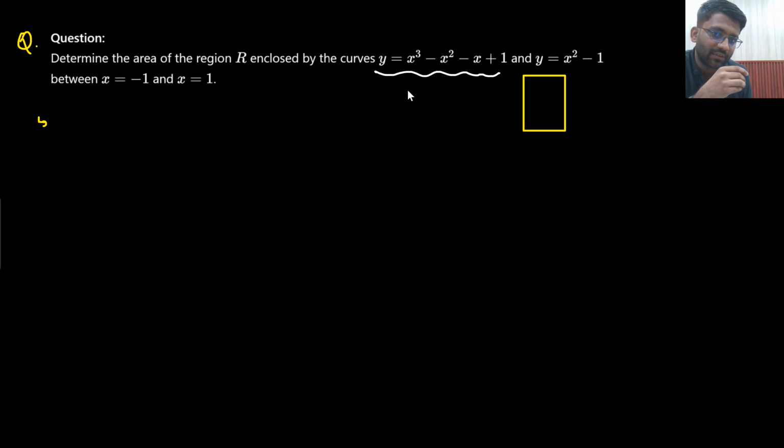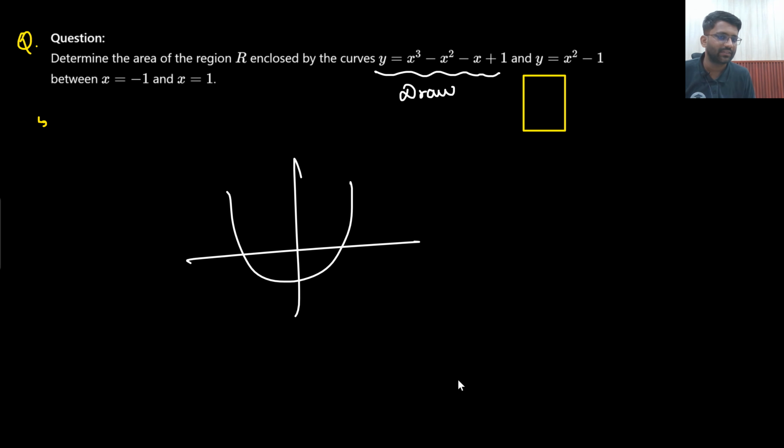You will have to draw this curve. So first of all, our target is to draw this curve. x square minus 1 is very simple, right? x square minus 1 will be like this. It is very simple. But how the other curve will look, that is our target.